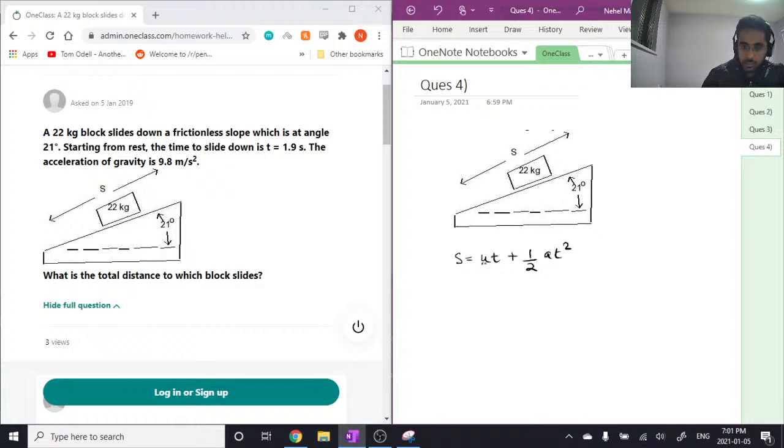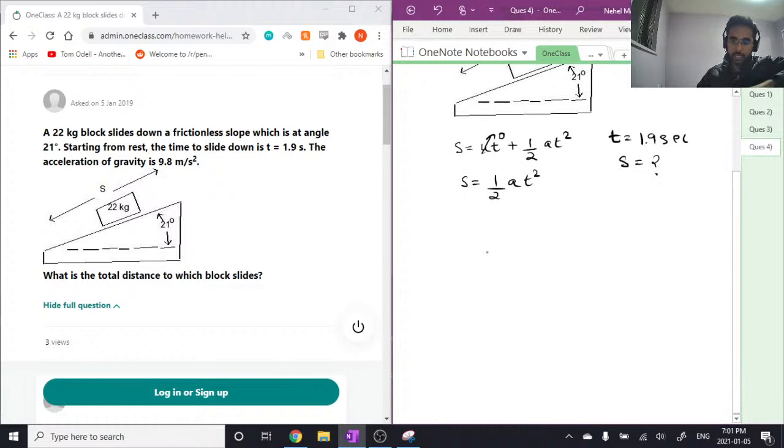Okay, so since the initial velocity is 0, this term goes away, and we're left with half at squared, where a is the acceleration, t is the time. We know that time is equal to 1.9 seconds, and we need to solve for s. Therefore, the only unknown in this equation is acceleration, which we can solve for if we prepare a free body diagram. So let's make a free body diagram for this.